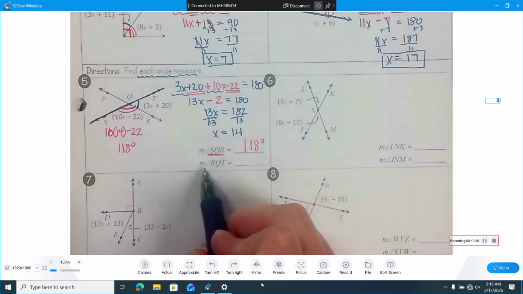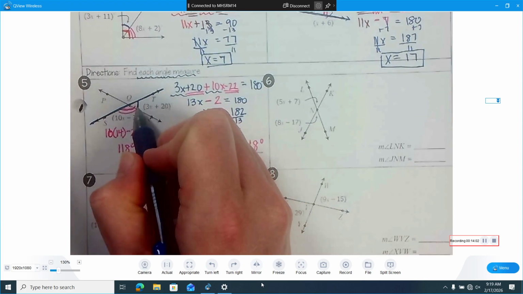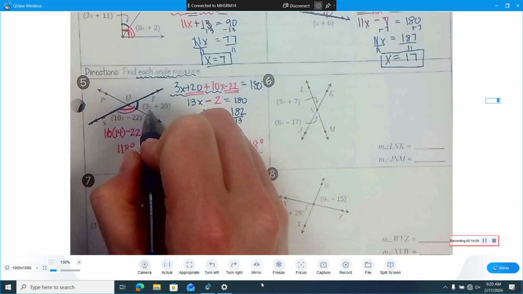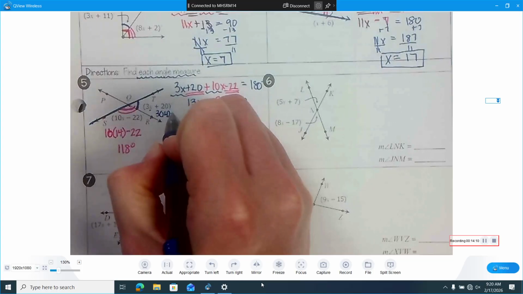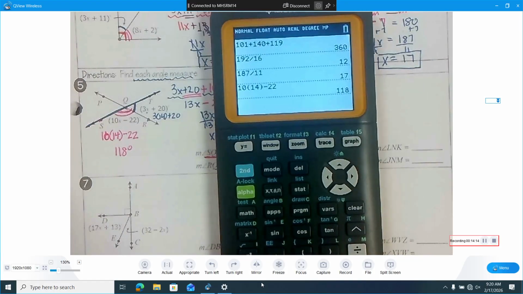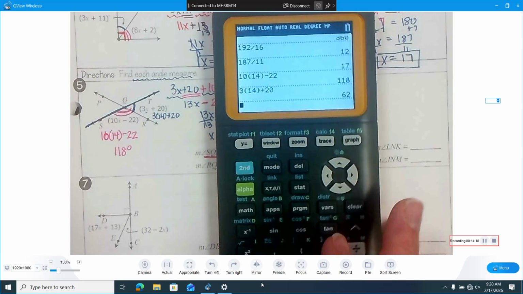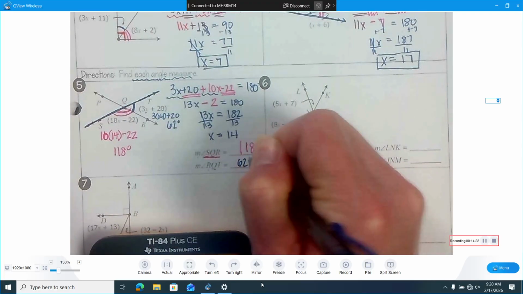And then the measure of angle RQT. RQT is this blue angle right here, RQT. So I'm going to plug it into this x. So 3 times 14 plus the 20. 62. 62 degrees.